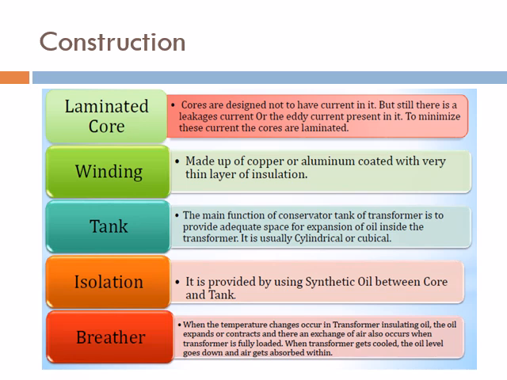Next are the windings, which are made of copper or aluminum coated with a very thin layer of insulation. Next, the tank. The main function of the conservator tank of the transformer is to provide adequate space for the expansion of the oil inside the transformer. It is usually cylindrical or cubical in shape. Isolation is provided by using synthetic oil between the core and the tank.